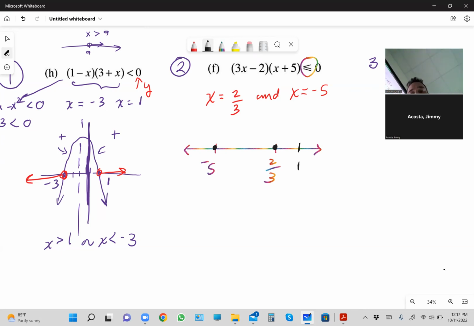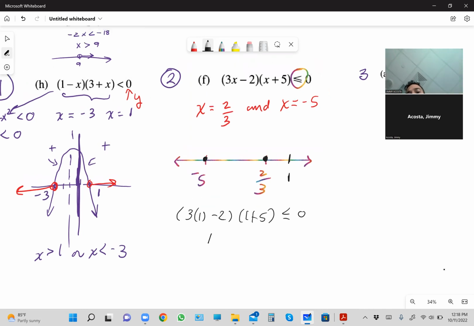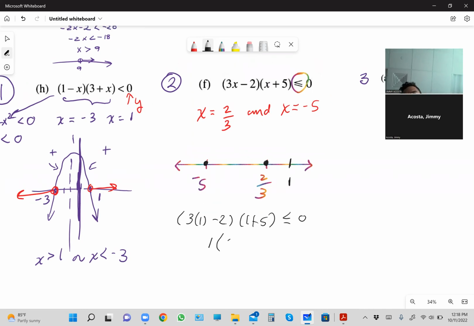So if I put 3 times 1 minus 2 times 1 plus 5, is that less than or equal to 0? So 3 times 1 is 3 minus 2 is 1 times 6. Is that less than or equal to 0? Is 6 less than or equal to 0? No. So over here, nada.